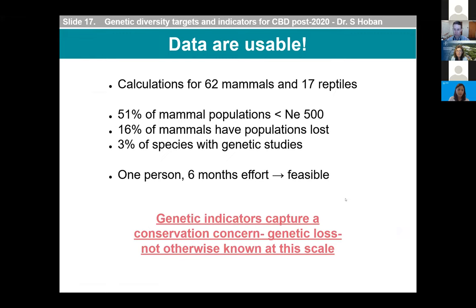Then the Swedish EPA calculated the indicators for a smaller number of species. They found that, and I will just show mammal data for time's sake, 51% of mammal populations are below the NE500. 16% of mammal species are losing their populations, and then 3% of species have genetic studies. So these are the three indicators.